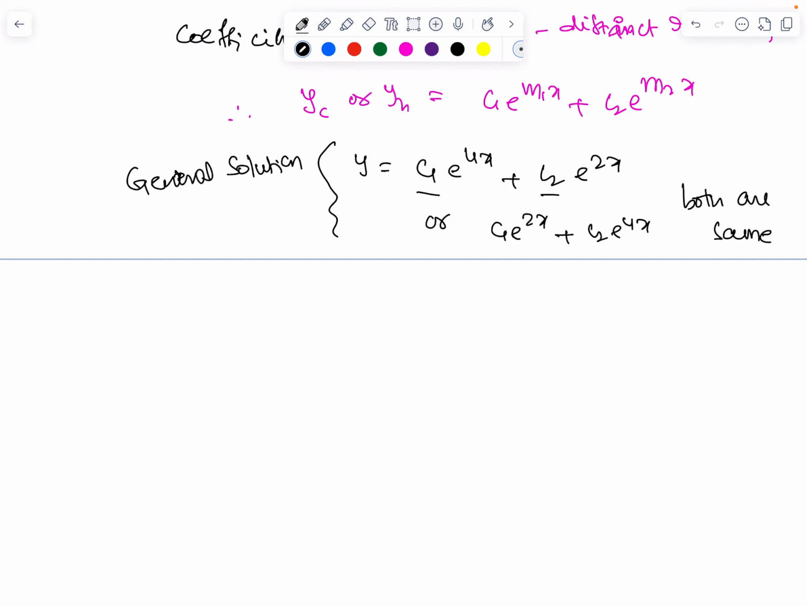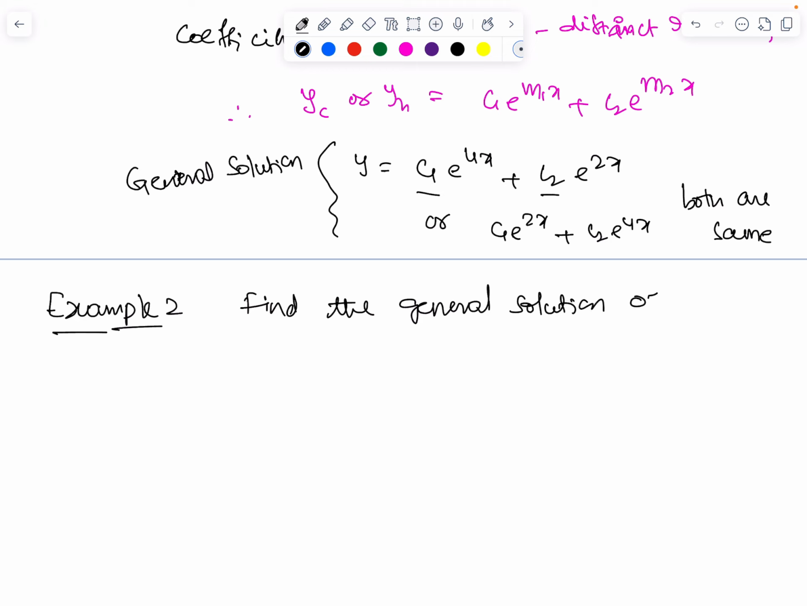Now we will take a differential equation where repeated roots are possible. Whenever repeated roots are there, how do you get the solution? Suppose example 2, find the general solution of y double prime minus 8y prime plus 16y is equal to 0.